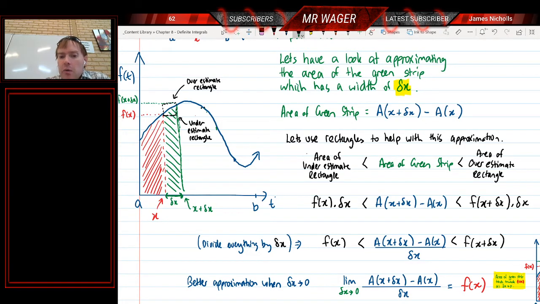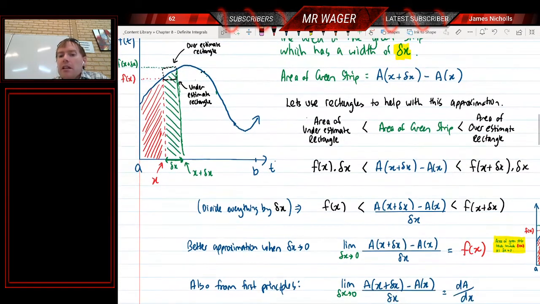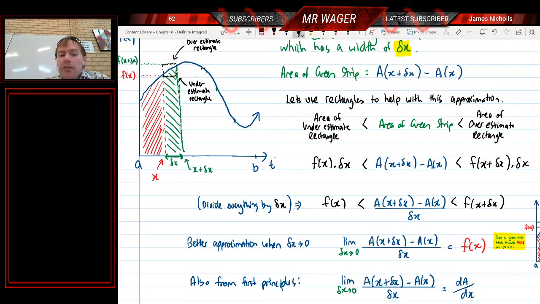So what we're going to do is divide everything by delta x. We've got a delta x common to the area of the underestimate and a delta x common to the area of the overestimate of the rectangle. So if we divide everything by delta x, they will cancel each other out. The delta x here will cancel each other out. But this middle term, this middle function, will have a delta x on the bottom. And we've seen something very close to that before when we're dealing with derivatives.